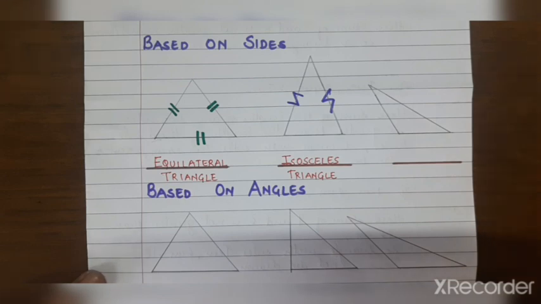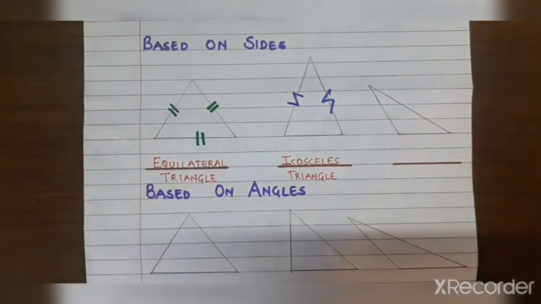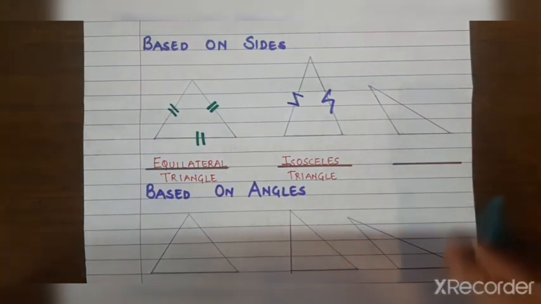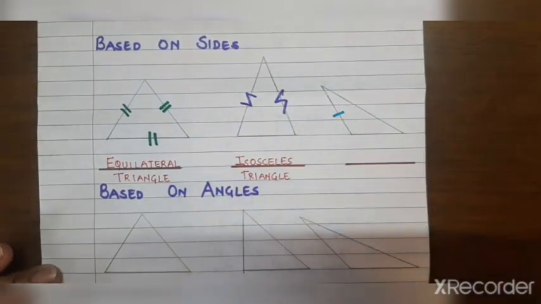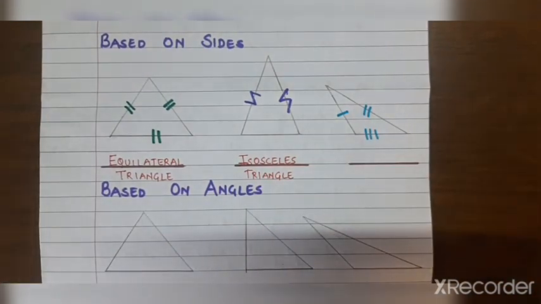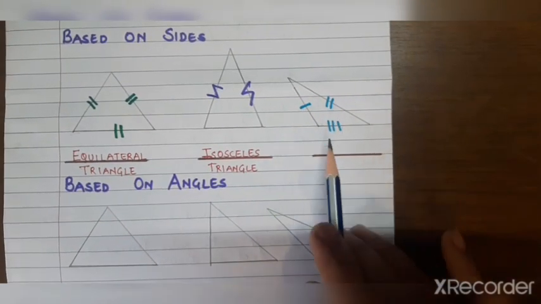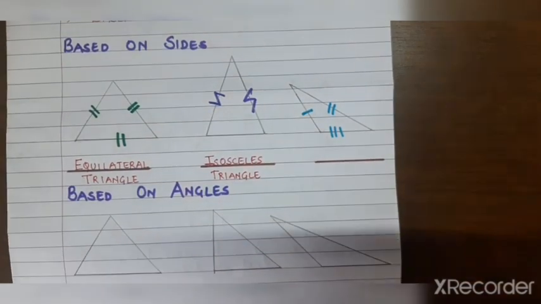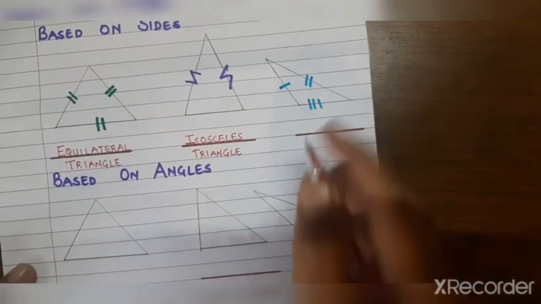And now the third type, when all the three sides are different. Now you can see here, on one side I have put one small line, on the other side I have put two small lines, and on the third I have put three. What does this tell us? That all the three sides are different because the signs are different. Such a type of triangle is called a scalene triangle.